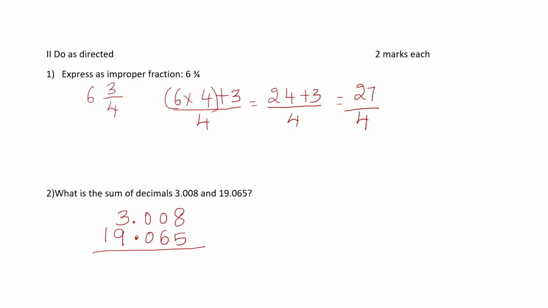So add 8 plus 5. 8 plus 5 is, yes, 13. 3 here, 1 carry. 6 plus 1, 7. 0 plus 0, 0. Never forget to bring down the decimal point. 9 plus 3, 12. So 2 here, 1 carry. 1 plus 1, 2. So the answer is 22.073.